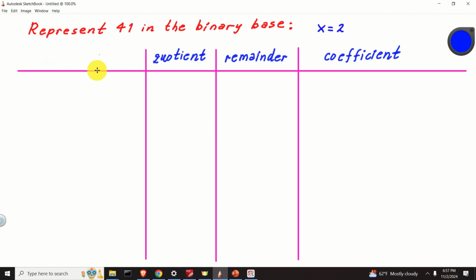To illustrate the explained procedure, we consider this problem. Our problem is to represent the decimal number 41 in the binary base, that is, in the base of 2. For that purpose, we need to construct this table. The second column of this table will represent the quotient. The third column represents the remainder, and the last column will represent the derived coefficient.